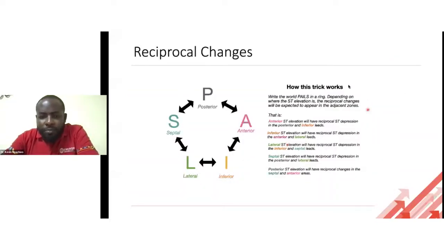Somebody is asking about the PALE cycle. Just Google, when you Google PALES ECG, it will bring you this nice thing, okay?